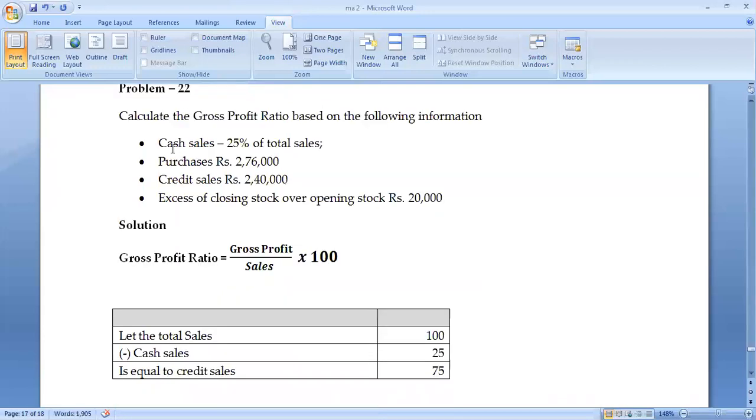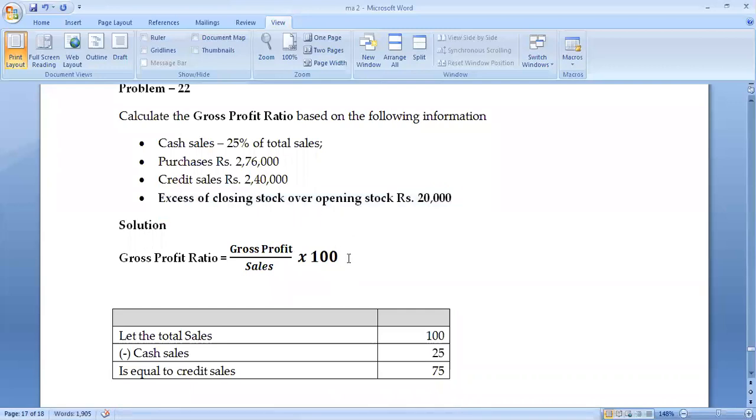Clear? So now calculate the gross profit ratio based on the following information. Problem number 22. You need to compute the gross profit ratio. Be very particular with the calculation. Cash sales is given as 25% of total sales. See now whether total sales is given or not. Purchases is given as 2,76,000. Credit sales is given as 2,40,000. They have not specified the total sales. Clear? And excess of closing stock over opening stock is rupees 20,000. Make it a very important note. This kind of question will be asked for your 6 marks.